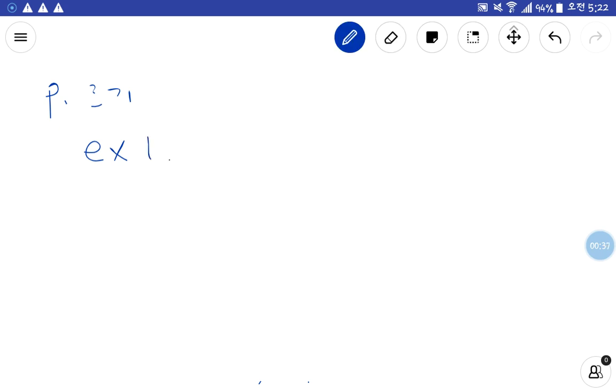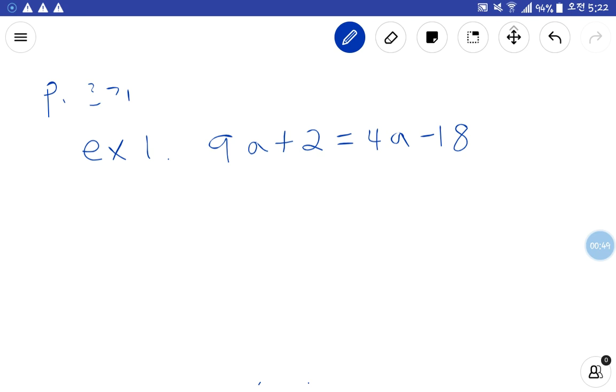Example 1. Alright, now my question is this. Solve 9a plus 2 equals 4a minus 18. So, as I just mentioned, you have to choose what side you're going to move all your variables onto. I always recommend you use the side which has a bigger number in front of the letter, which we call a coefficient, right? Because first, you don't want to deal with the negative numbers.